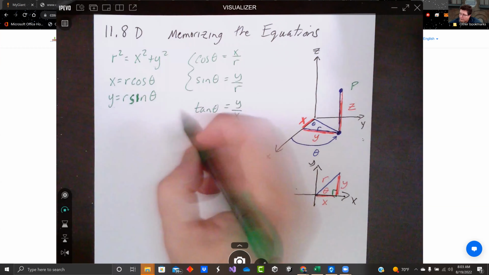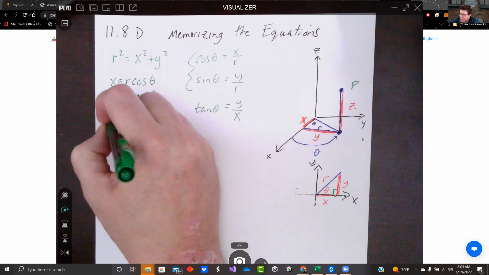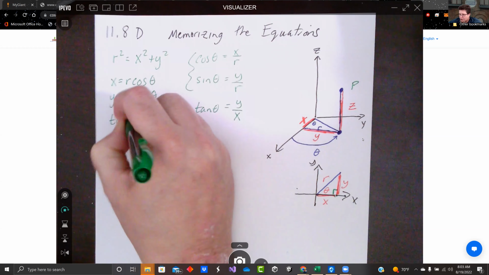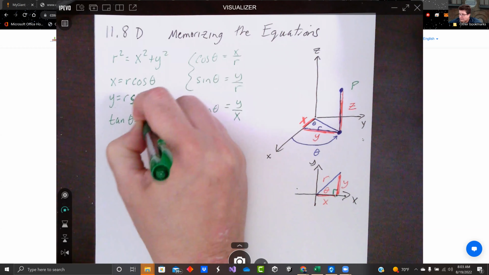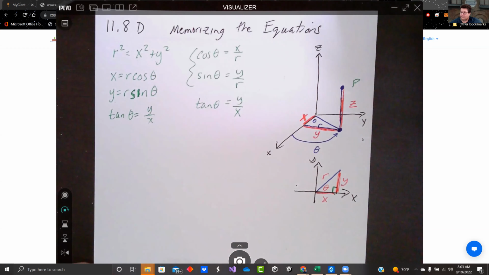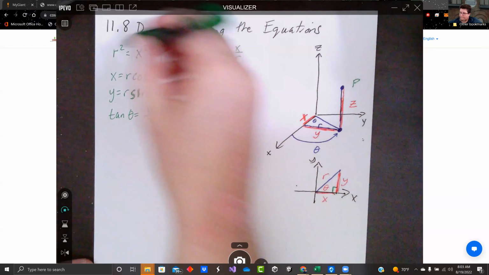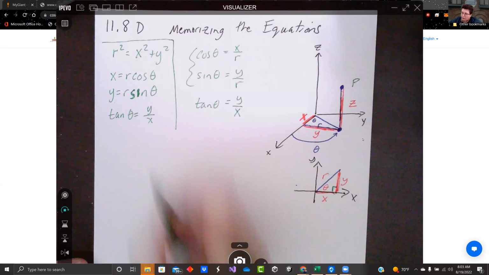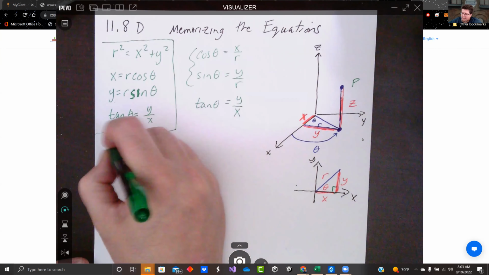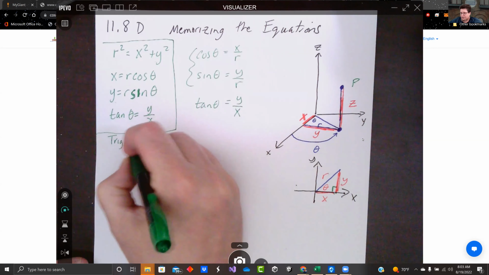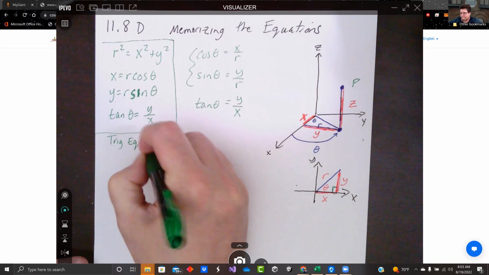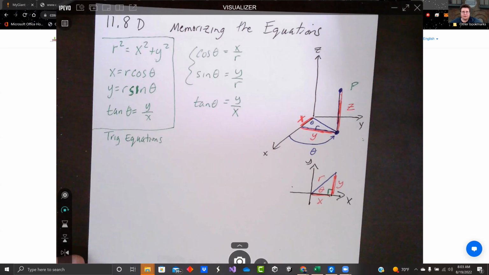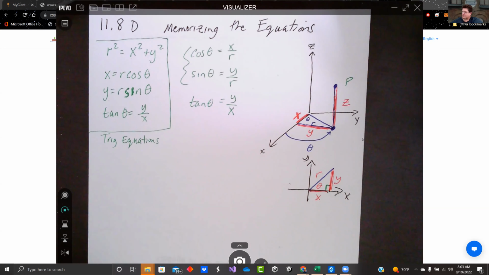So I'm going to put this one down here because this one is one of the ones we should memorize. So we'll just make a box over here on the left. Those are our trig equations that we had before. Those aren't new.